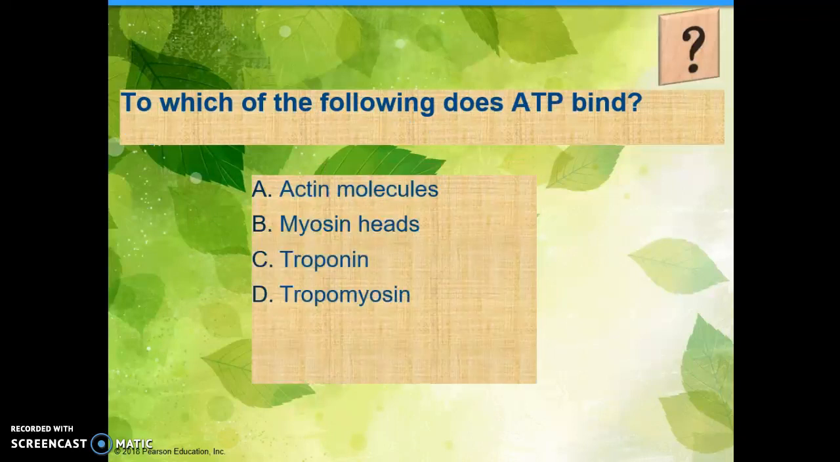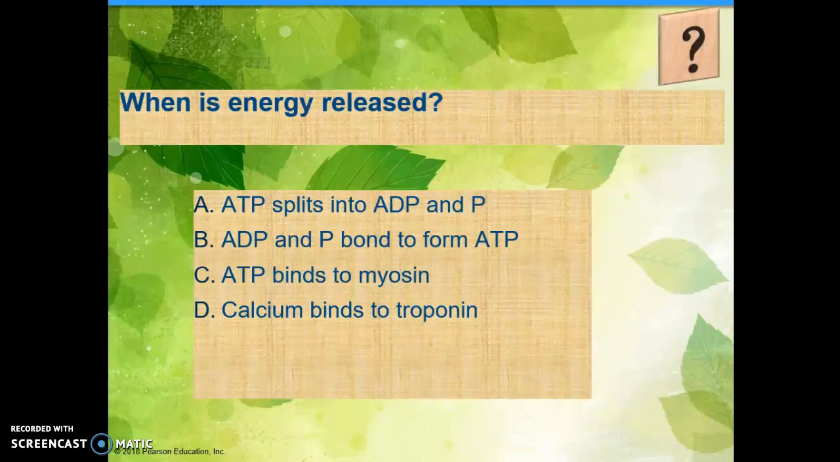What ion triggers the movement of troponin to expose actin's active site? Calcium. To which of the following does ATP bind? Myosin heads. When is energy released? ATP splits into ADP and phosphate.